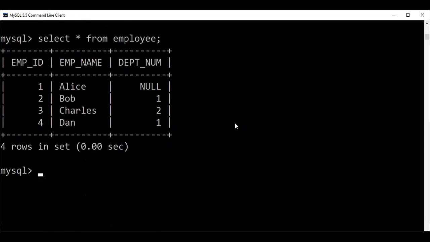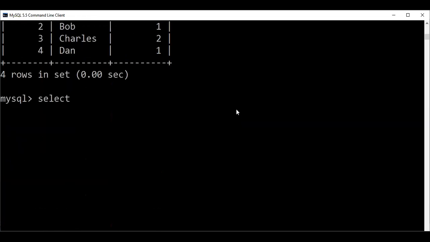If I write select star from here in the SQL prompt, this is a cross join operation. I'm writing two tables at a time: department, comma, employee. I'm not writing select star from department, and I'm not writing select star from employee. I'm writing select star from department, comma, employee. So this is a MySQL or SQL cross join operation.